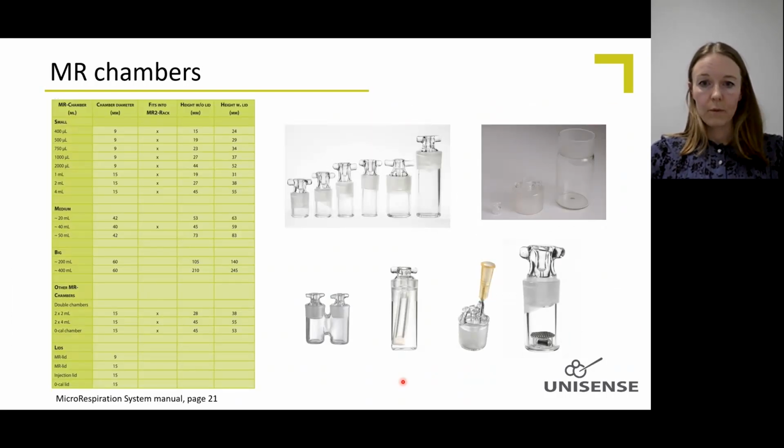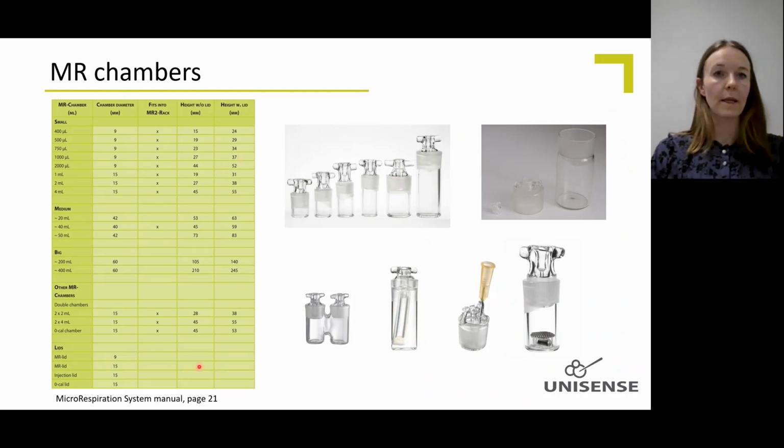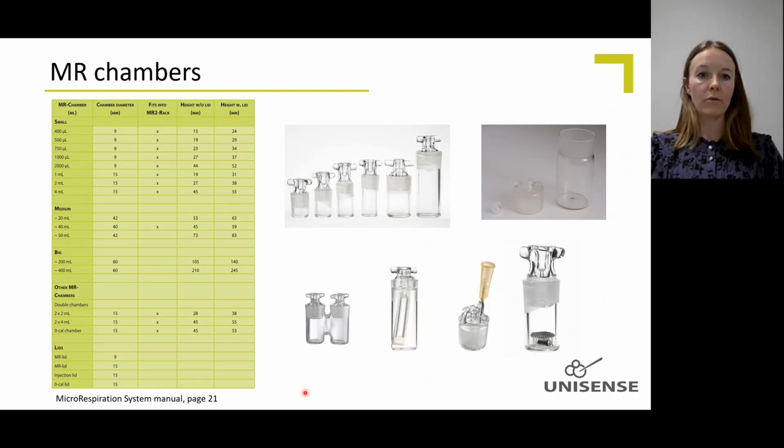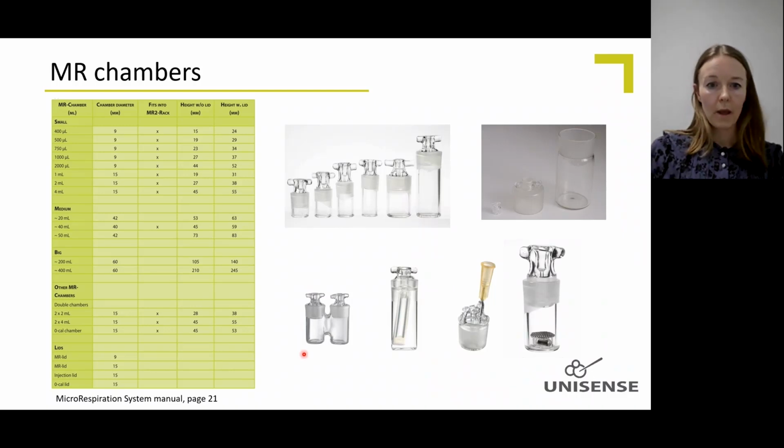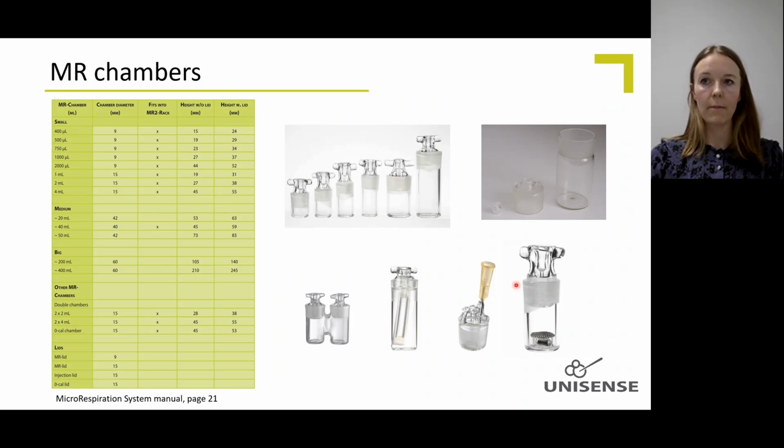We sell glass chambers with sizes from 400 microliter and up to 400 milliliter. And you can see the different chambers and the dimensions of them in the microrespiration system manual. Here you can see the double chamber that is used for measuring with 2 sensors in one sample. And over here you can see the injection lid that is used when you are going to inject a substance into your sample.